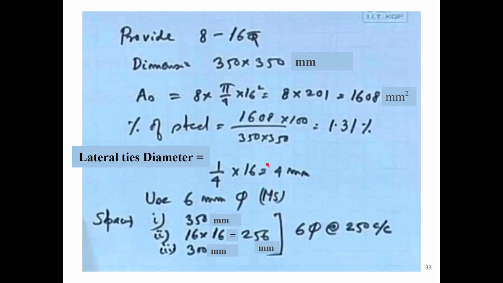And let us now design the lateral ties. As we just discussed, the diameter should not be less than 1/4 the diameter of the longitudinal reinforcement. So it is 1 by 4 into 16, that is 4 millimeter. As 4 millimeter is not available, let us give 6.